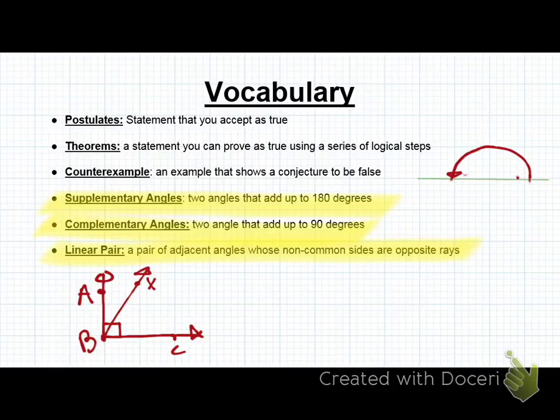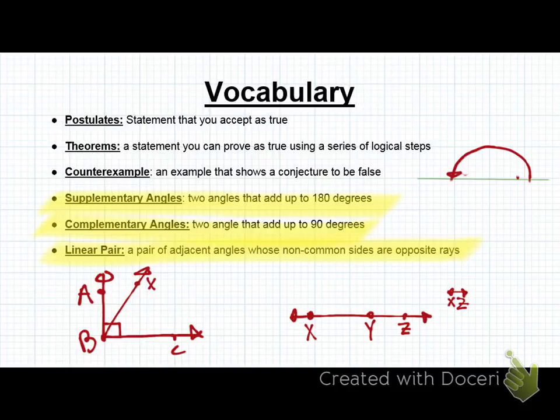So here we go. I'm going to draw a new line down here. Let's call this line X, Y, and Z. So we'll call this line XZ. How many degrees is this angle XYZ? 180. Good, 180.